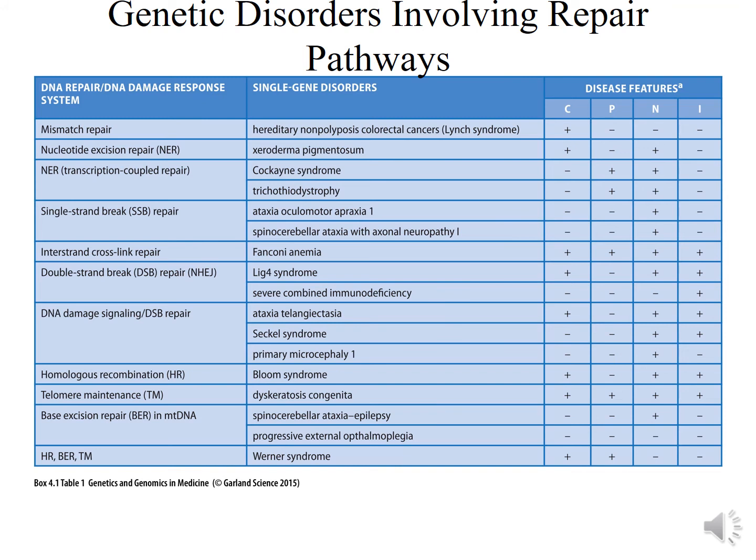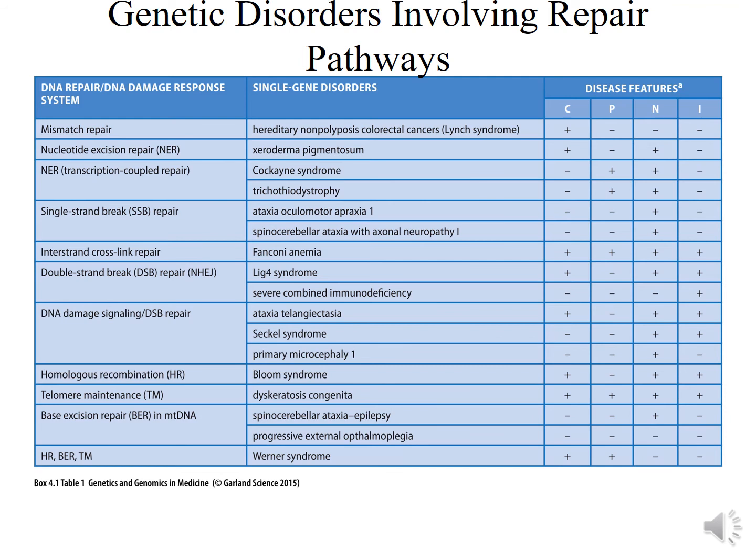On the far right, the columns C, P, N, and I refer to the type of clinical syndromes that are associated with the loss of these repair pathways due to mutation in genes in these pathways. Those in the C column are associated with the development of cancer. P are associated with the development of progeria, which is a premature aging syndrome. N is associated with neurological features, and I is associated with immunodeficiency.